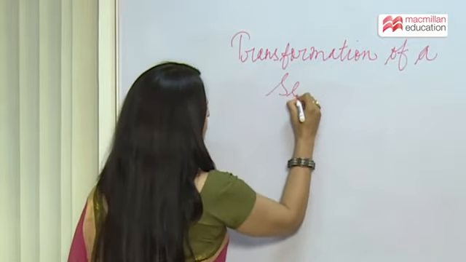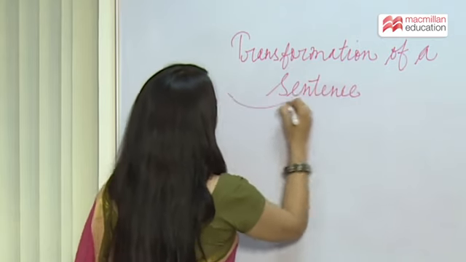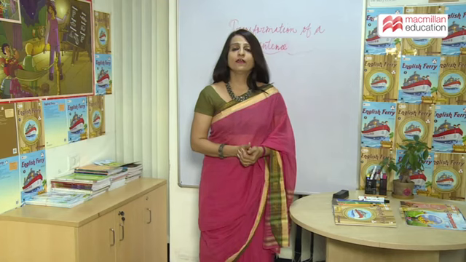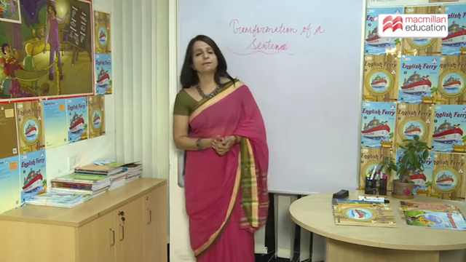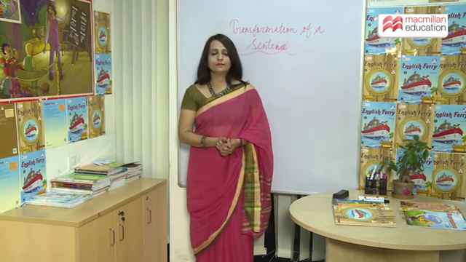Children, I'm sure that you all know what a sentence is. A sentence is a group of words which make sense. When we give simple statements like, I like mangoes, Rahul is my best friend, Mumbai is a big city, these are simple statements. We call them declarative or assertive statements.